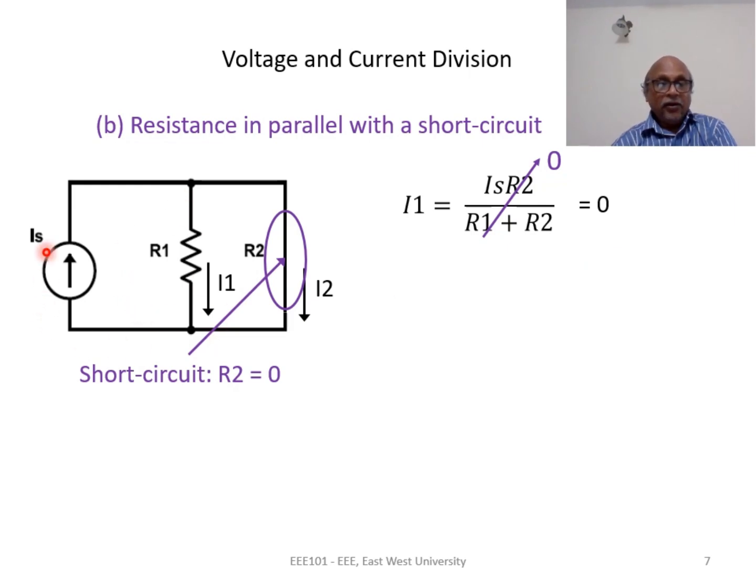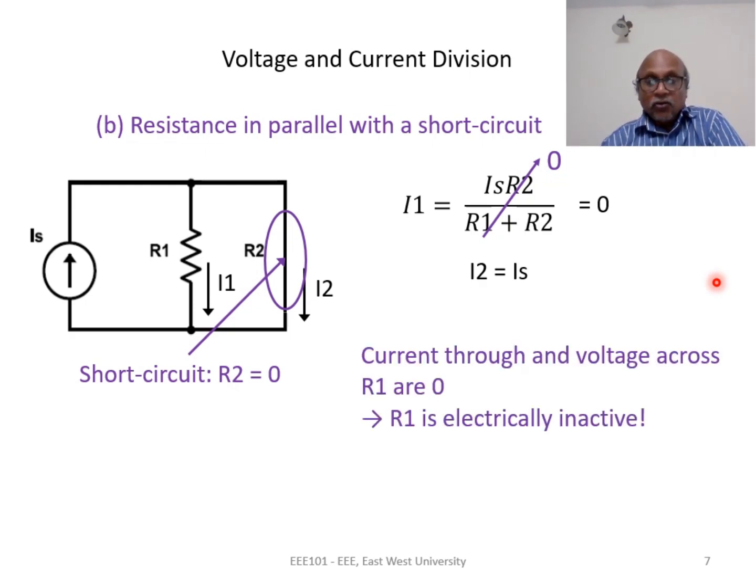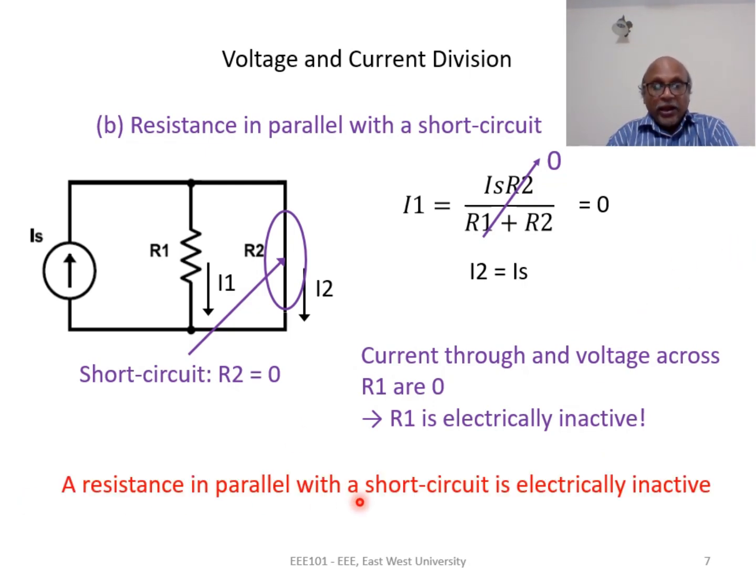If I1 current is 0, Is is equal to I2. In other words, all the current is flowing through the short circuit. No current flows through the resistance. If the current through the resistance is 0, according to Ohm's law, the voltage across the resistance is also 0. If the voltage and current of a resistance in a circuit is 0, the resistance is not doing anything in the circuit. It is electrically inactive. So we can generalize our observation in this way. A resistance in parallel with a short circuit is electrically inactive.